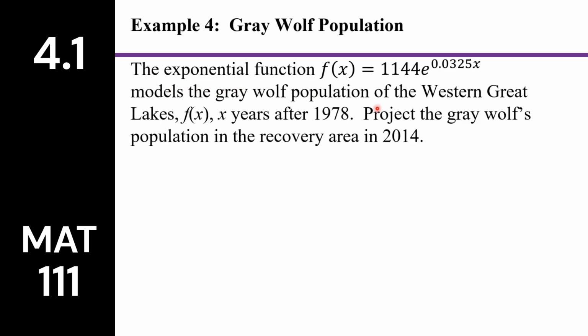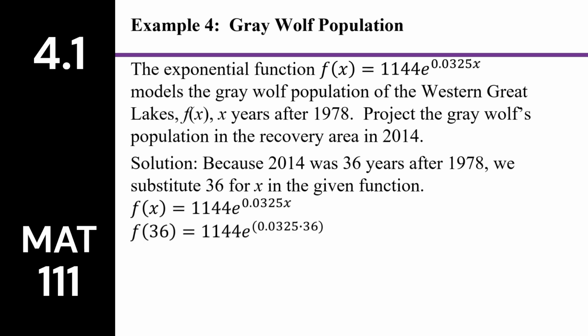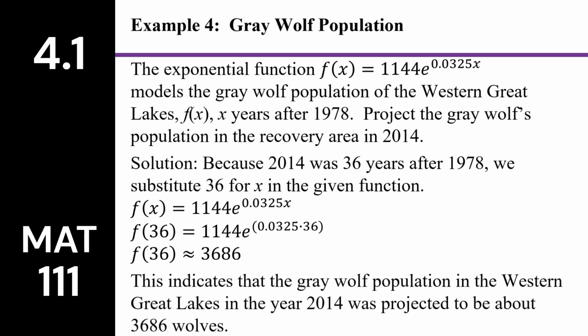In this example, we have a function that models the gray wolf population. We want to project the gray wolf population in 2014. 2014 is 36 years after 1978. You can always do that by doing a subtraction. So we'll substitute 36 into our function and find f of 36. That works out to be approximately 3,686. And so this indicates that the gray wolf population would be approximately 3,686 wolves in 2014.